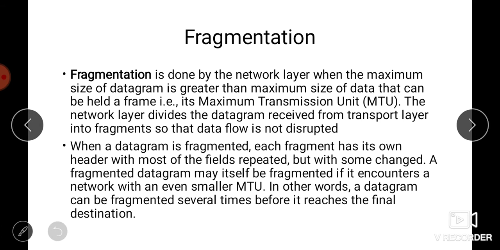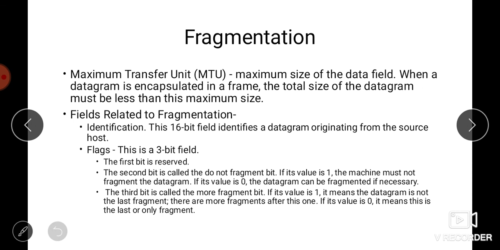When a datagram is fragmented, each fragment has its own header with most of the fields repeated but with some changed. A fragmented datagram may itself be fragmented if it encounters a network with an even smaller MTU. Then also it can be fragmented. Means we can also fragment a fragment. Means multi-level fragmentation can be there. In other words, a datagram can be fragmented several times before it reaches the destination.